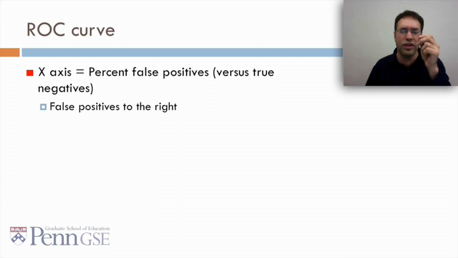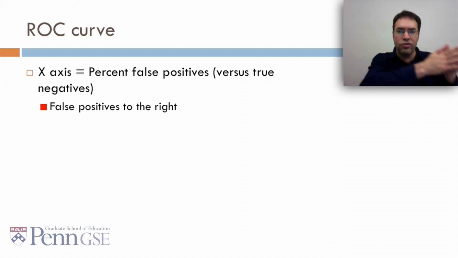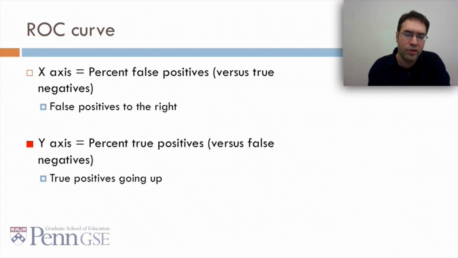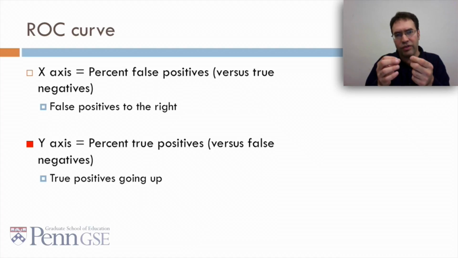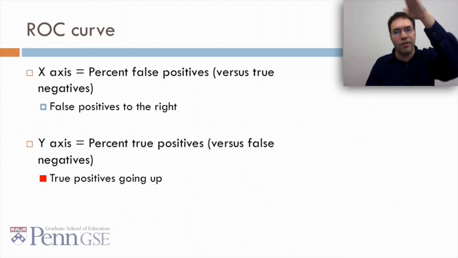So of the cases where the data are 0, what percentage of them are actually classified correctly by the detector, and which percentage of them are classified incorrectly, meaning false positives. And we put false positives to the right and true negatives to the left. The y-axis graphs the relationship between true positives and false negatives. So of the data that's truly positive, of the data that's 1, what percentage of them do we say are true positives versus false negatives? And the true positives go up, and the false negatives go down.